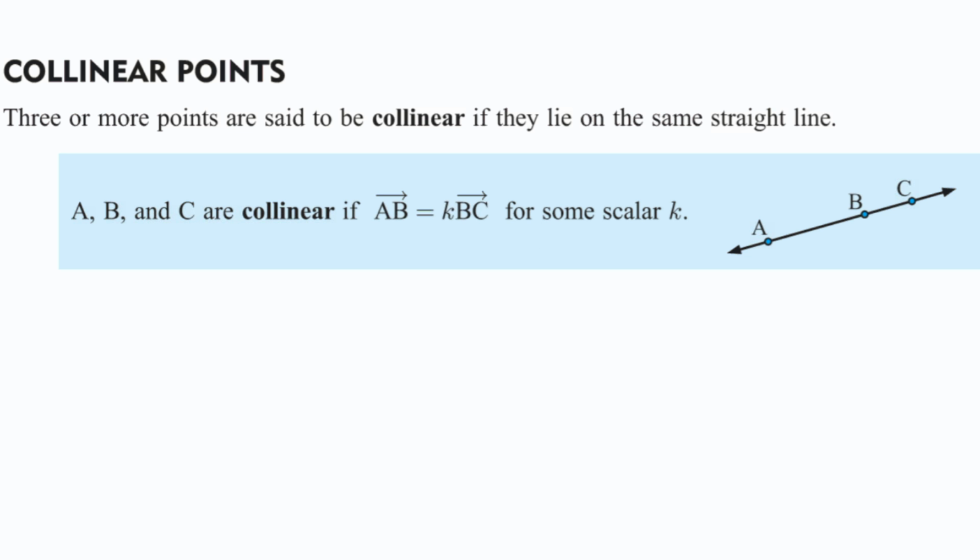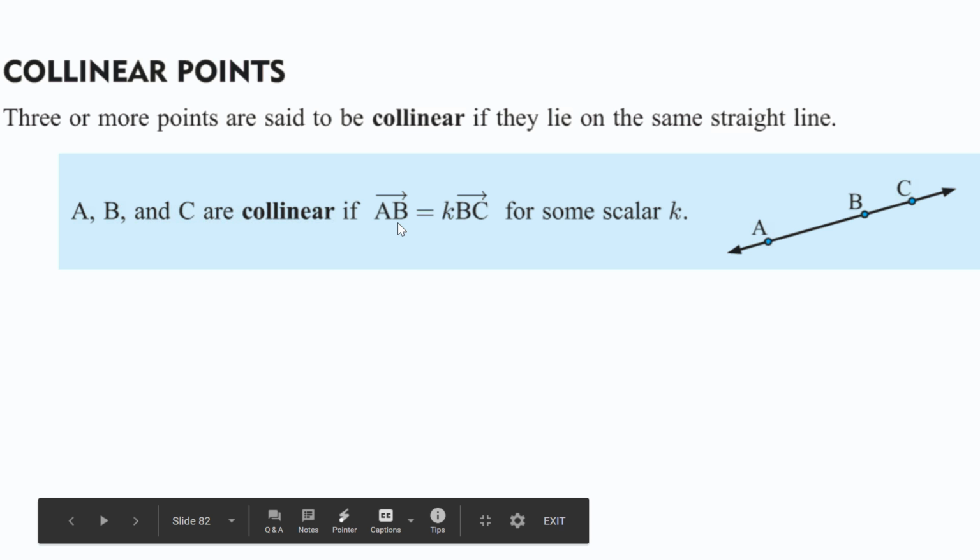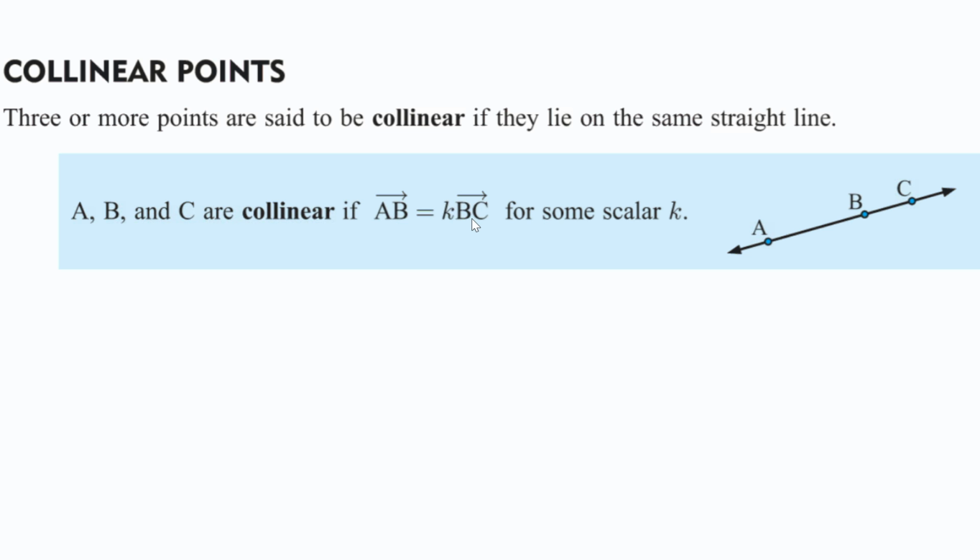All right, let's talk about collinear points. Collinear just means we have points that are on the same line. Pretty much makes sense there. So the general idea here is that if I were to take any two of these three vectors, we would have the same direction. In other words, the vectors would be multiples of each other. So that's why we see vector AB is equal to some scalar multiple k times vector BC.